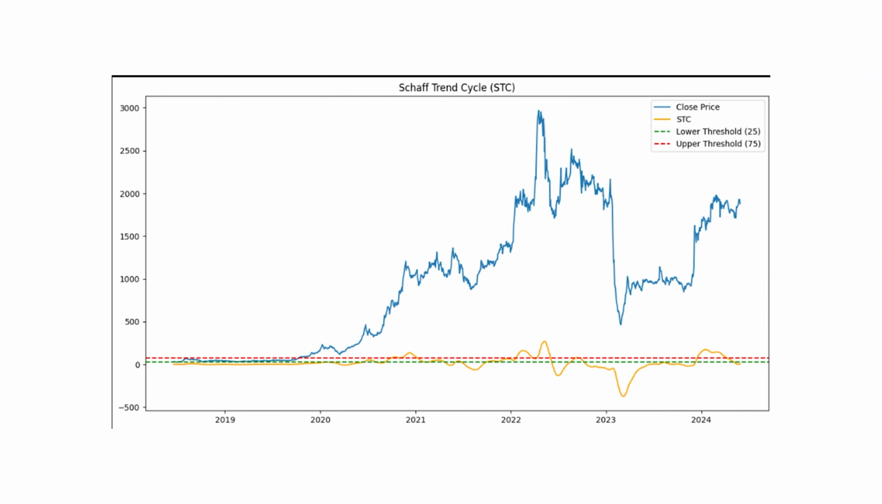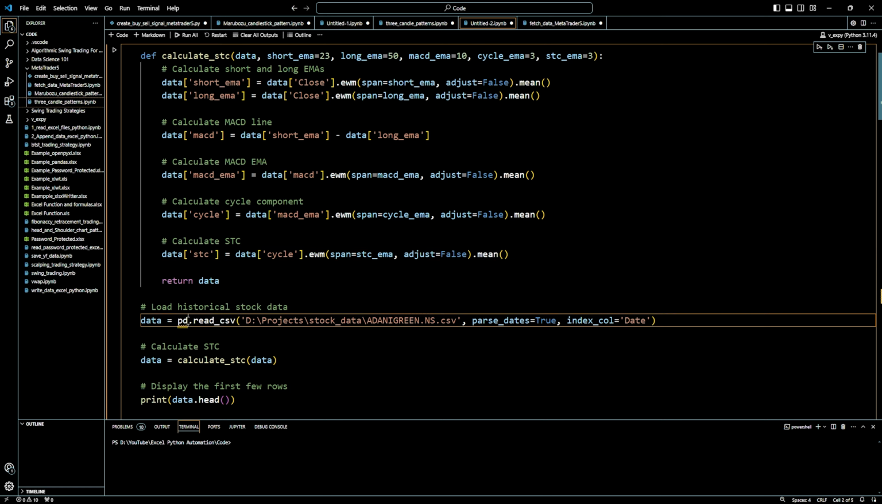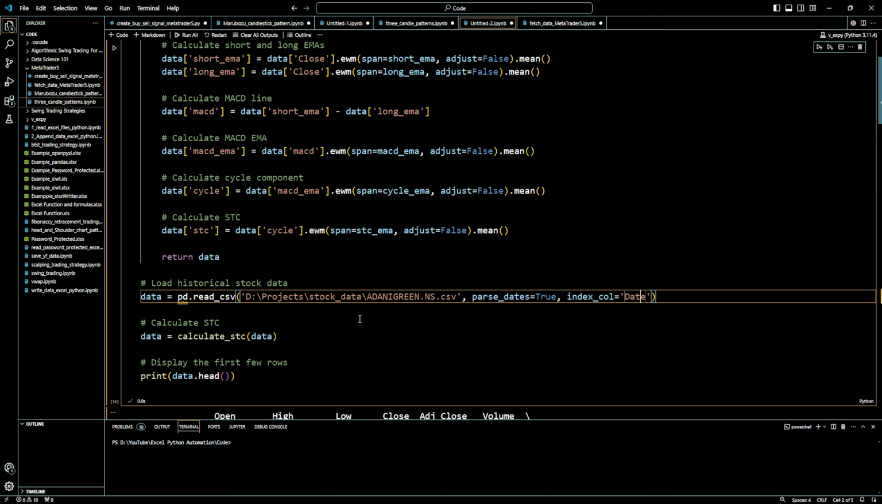So earlier when I said this is the MACD, no, it's not the MACD, this is our STC line, right? Here we have taken the data from one of the folders, and then we are using the pandas library to read the CSV file. The index column has the data. I'll show you the data as well.